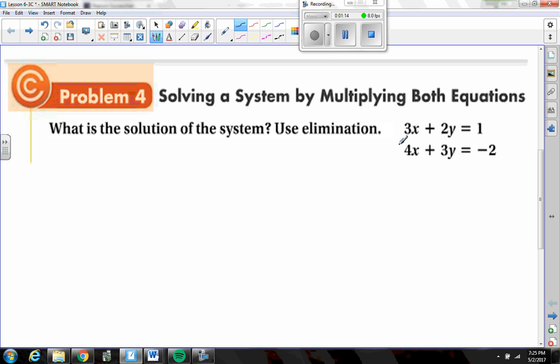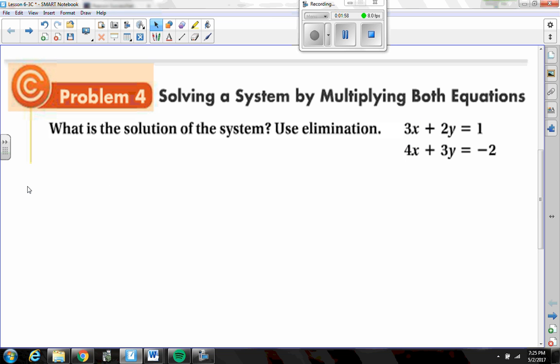What you should notice is none of these numbers on my variables are the same, and none of the numbers on my variables can be turned into any other of these numbers by multiplication. So we can't just multiply one of these equations by a certain number. We have to multiply both equations. Now we can choose which one we think is going to be easier to multiply. In my opinion, neither looks easier than the other. So I'm going to decide to eliminate my x variables, which means I need to turn the 3 and the 4 into the same number.